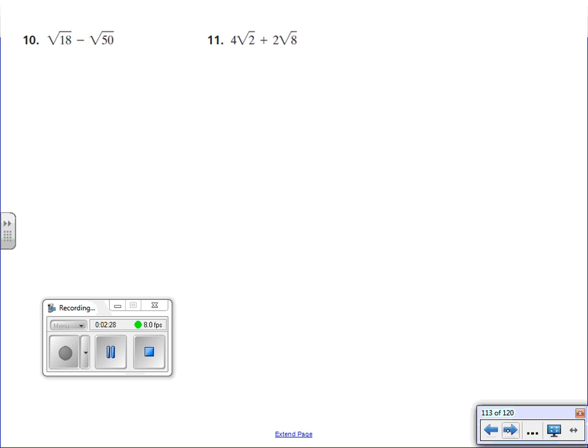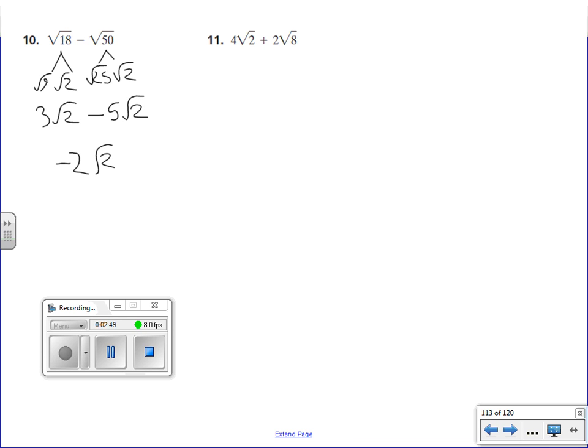Okay, I'm going to simplify before I do these because I know they both simplify. So root 18 goes to root 9 root 2, which is 3 root 2. And I'm going to subtract root 50, which breaks down to root 25 root 2, which is 5 root 2. 3 root 2 take 5 root 2 is negative 2 root 2.